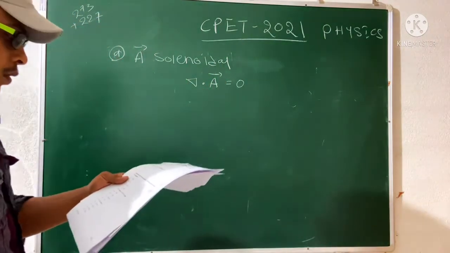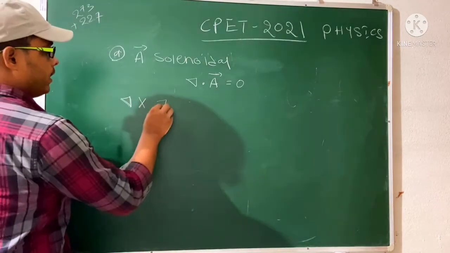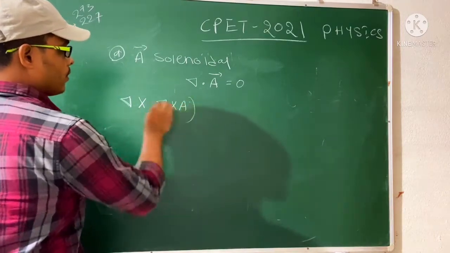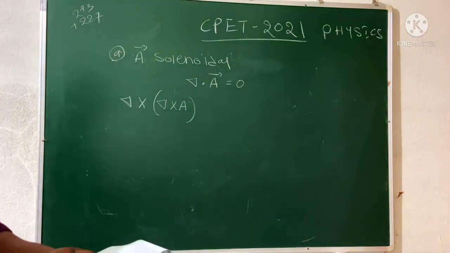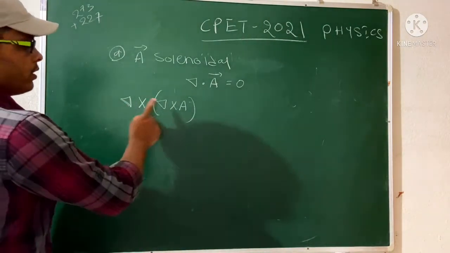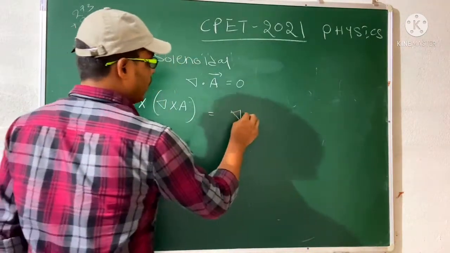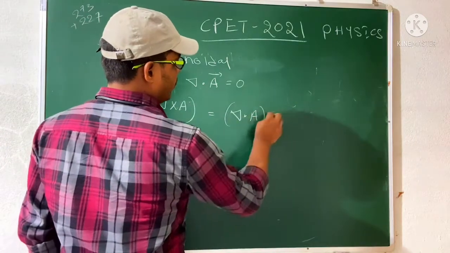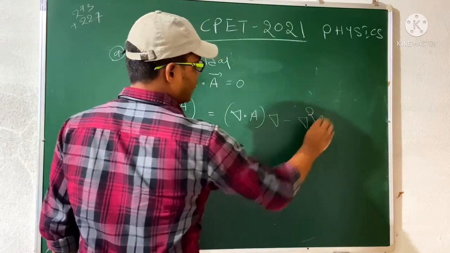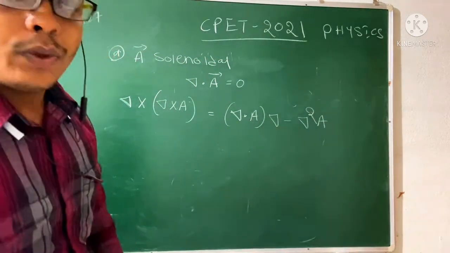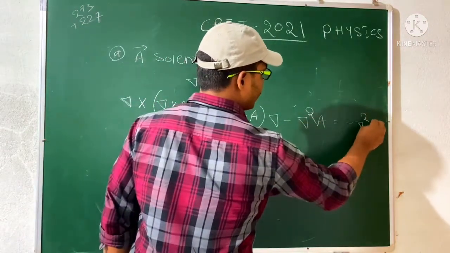Okay, so now we will go to the del cross A. First of all, we will find del cross del cross A. So what does this give you? These are not three vectors. This is an operator, this is an operator, and this is a vector. So the answer will be del dot A upon del, minus del square A. Your del dot A is 0 because A is solenoidal. So the answer is minus del square A.